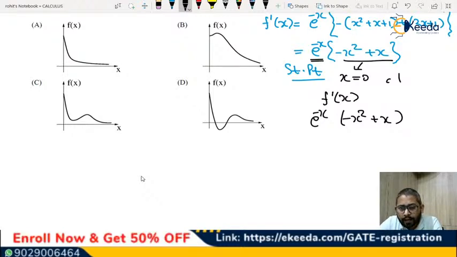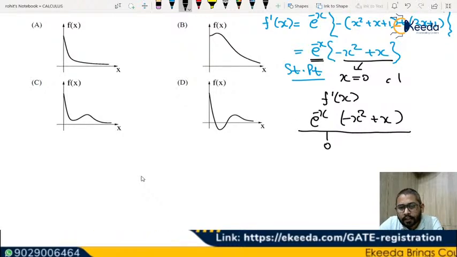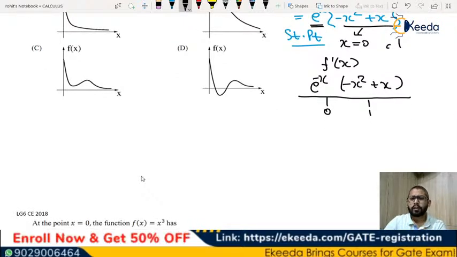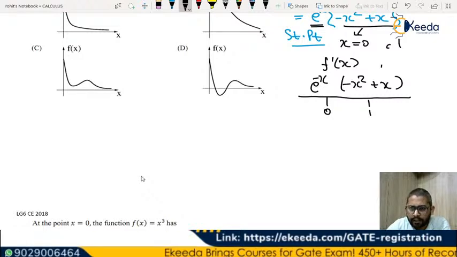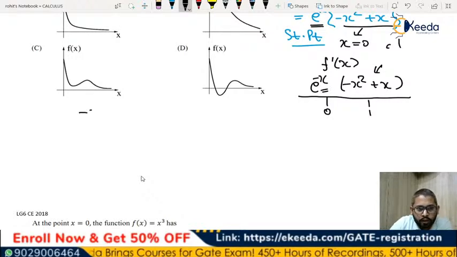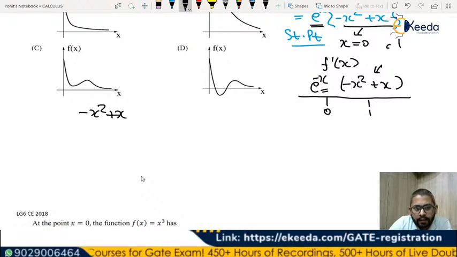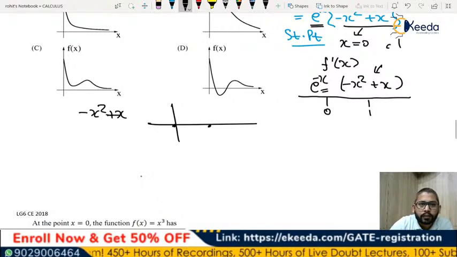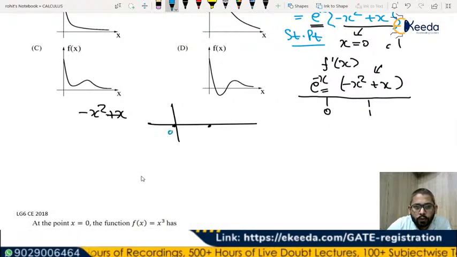So let's talk about the point. Let's say this is 0, this is 1, right? If you see, graphically, if you're trying to solve this derivative, this is always going to be a non-negative value. So let's talk about minus x square plus x. If you see the roots, we have already discussed them to be 0 and 1. The roots are 0 and 1.